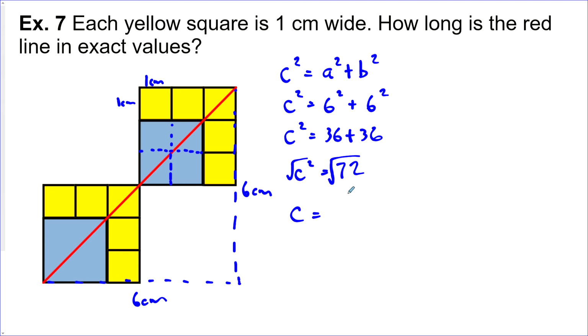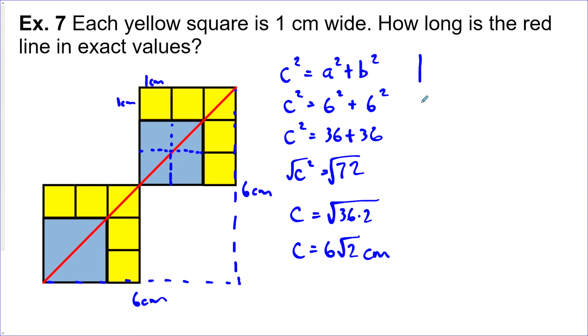And the square root of 72, there's a perfect square in here, it's 36. So I could break it apart if I needed to show that step. 36 times 2, and the square root of 36 is 6, and the square root of 2 we'll keep in there. This question does have units, it's centimeters, so we'll leave that there.